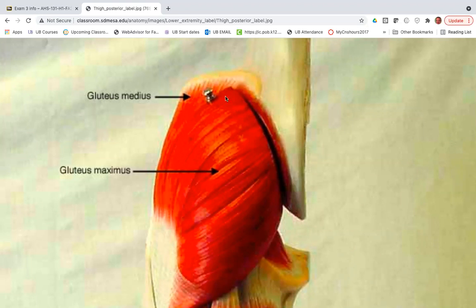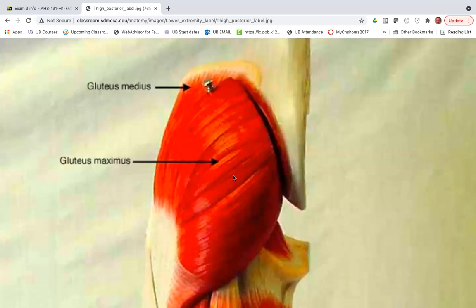And then just adjacent to it is the gluteus medius. Gluteus medius is a primary hip abductor, whereas gluteus maximus is a primary hip extensor. So gluteus maximus is a hip extensor, and gluteus medius is a hip abductor.